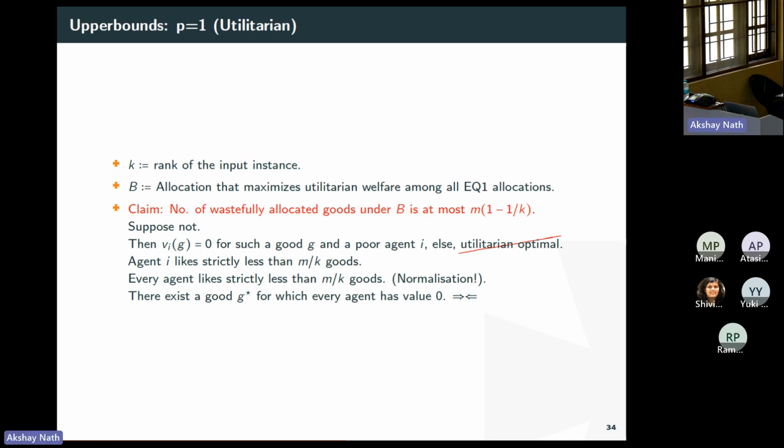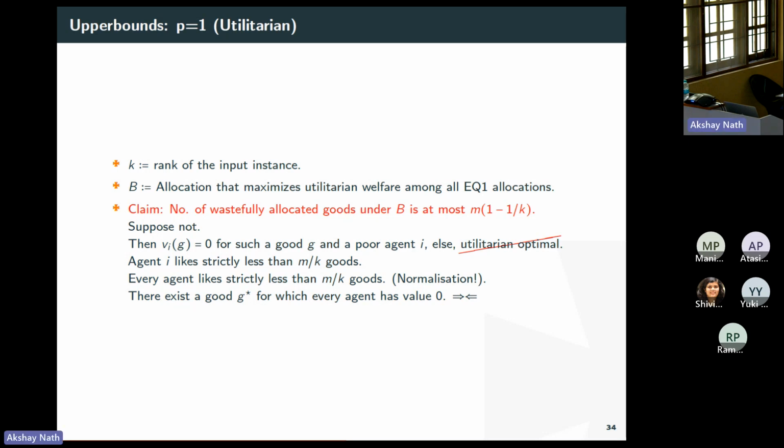So just bear with me for a few minutes. Agent I has, let's say, utility U, and there are M by K goods that are wastefully allocated. So I give you an allocation EQ1 and the valuations are U and U plus 1. Now the point is every good that is wastefully assigned is not liked by any of these agents. Agreed. But then the number of goods that I likes can be exactly U and not M by K. So that U will also have to be less than M by K. If it's more than M by K, then you get sorted. That's also one point: U has to be less than M by K.